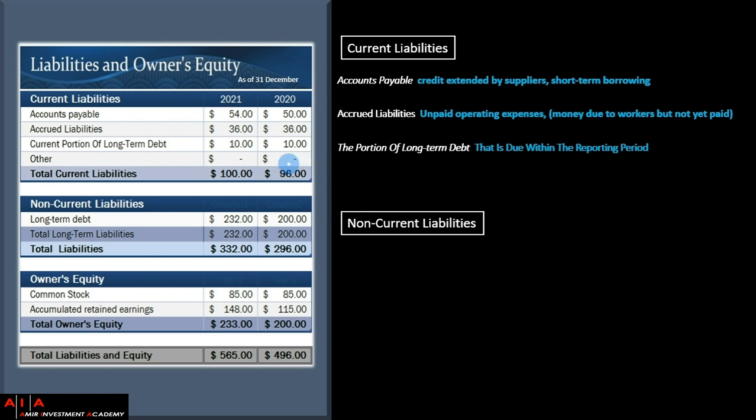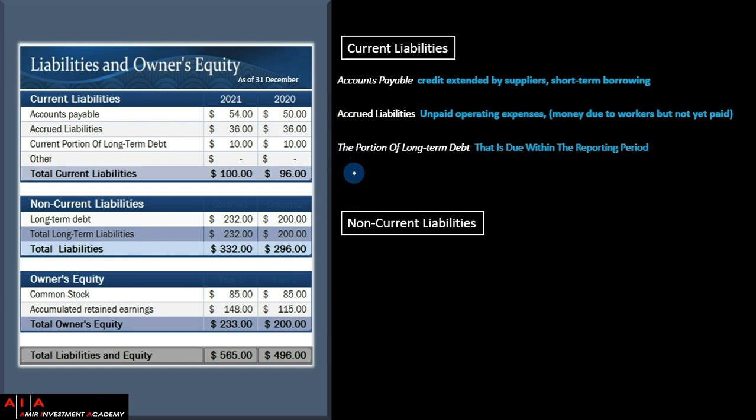Now, when it comes to other liabilities, just like other assets, I try to put the most important ones, and it is very rare, like I said, that you look at a company's balance sheet and do not see at least these items in there. But depending on the nature of the company, you might see more or fewer lines. But these are the ones that you should know.